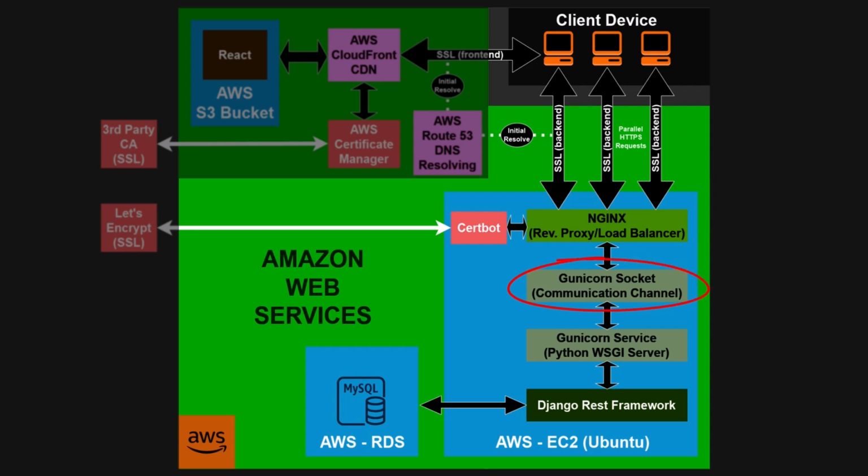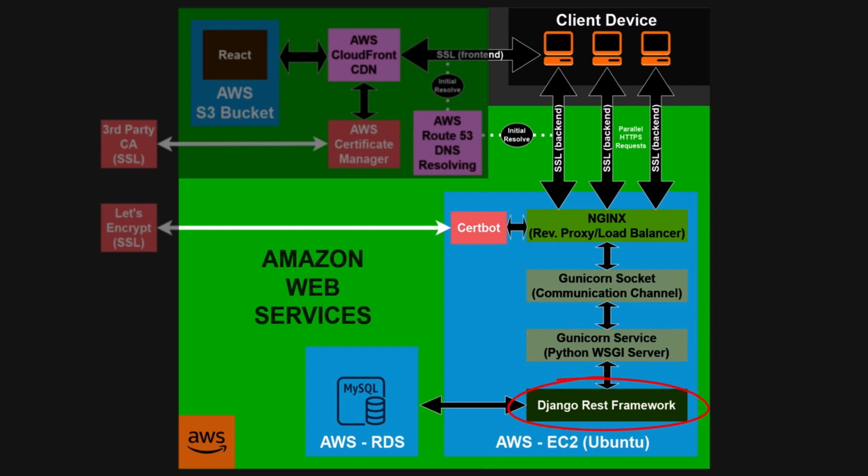Gunicorn socket is the interface through which Nginx communicates with Gunicorn. Local communication only, no need for network overhead. Secure because access is restricted by file permissions. Gunicorn service is a Python WSGI HTTP server that interfaces between the web server, which is Nginx, and the Django application. It communicates via a Gunicorn socket. It ensures the Django app runs and processes client requests, passes these requests to the Django app using the WSGI interface, collects responses from Django and sends them back to Nginx.